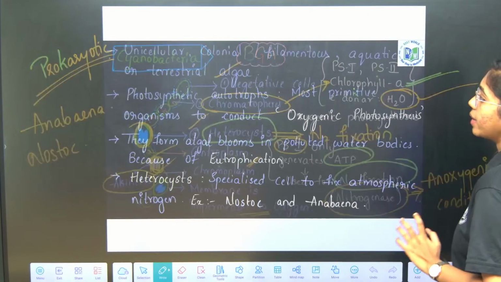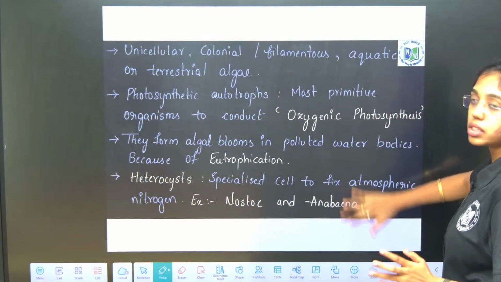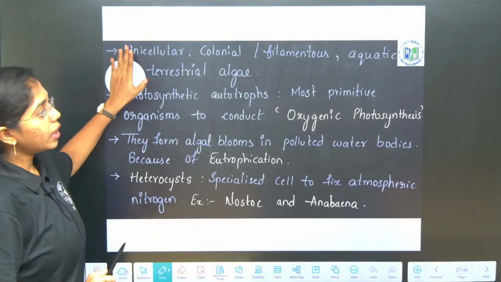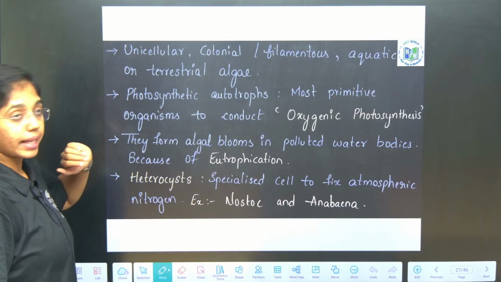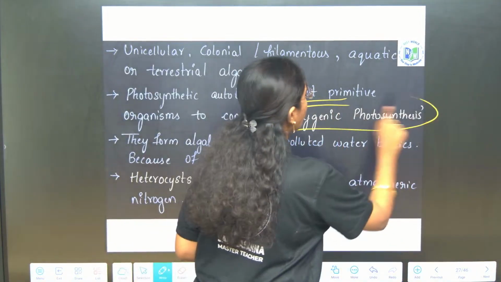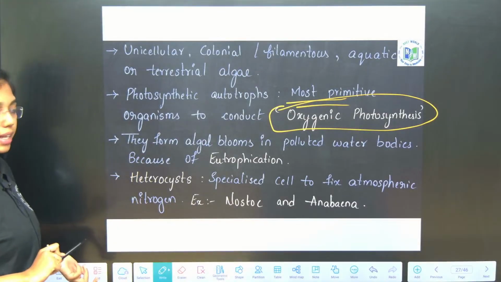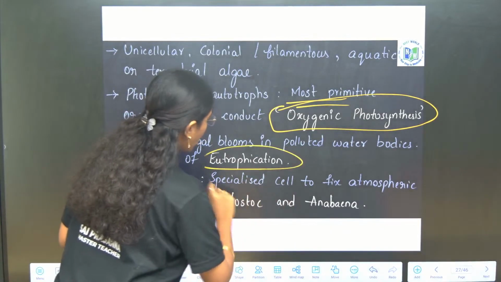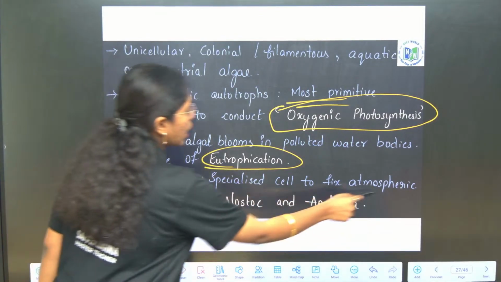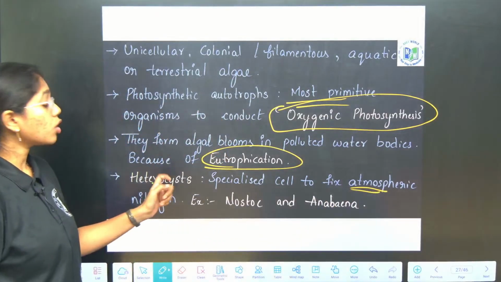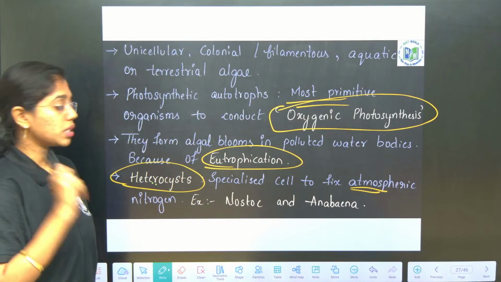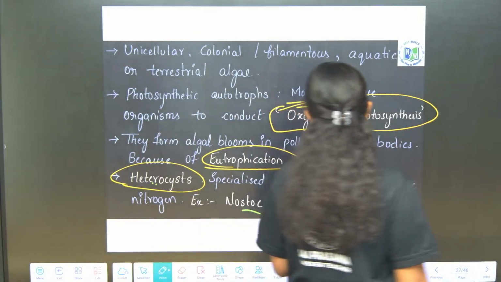This is about cyanobacteria or blue-green algae, and this is the theoretical description of it. Once go through. They are unicellular, colonial, filamentous and aquatic or terrestrial algae. Photosynthetic autotrophs, they are most primitive and they conduct what? Oxygenic photosynthesis. They form algal blooms in polluted water bodies because of eutrophication. And heterocysts are specialized cells which aid in nitrogen fixation. They are present only in few cyanobacteria, not in all of them, like Nostoc and Anabaena.